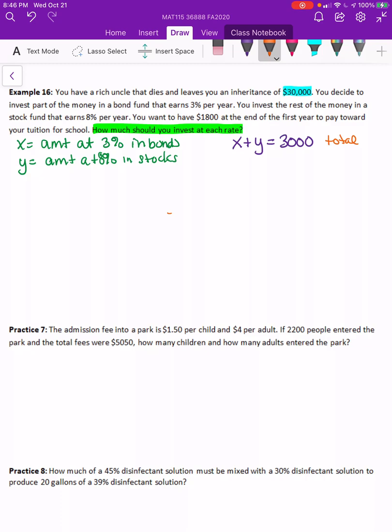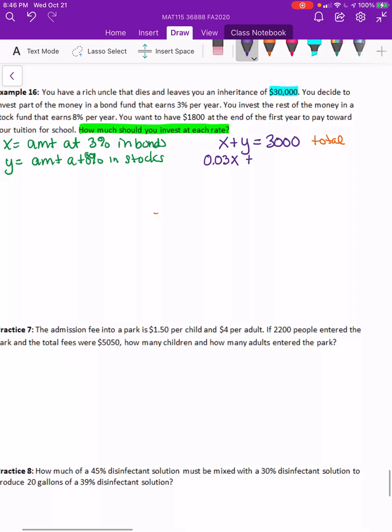Now, notice that next we're going to have an equation that has to do with the percents. So you're going to put part of the money at 3% and part of the money at 8%. The part that goes at 3% is the x. So you're basically going to have 0.03 times x. That's how much money you're going to earn in the bond fund. So you'll take 3% times the amount. Again, it's kind of similar. We're doing percent times the amount. Plus, the money that we're going to earn in the stock fund is going to be the percent times the amount, so 0.08 times the amount y.